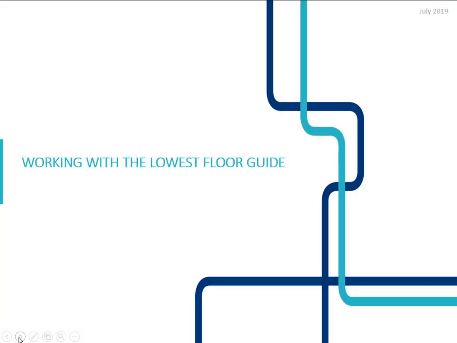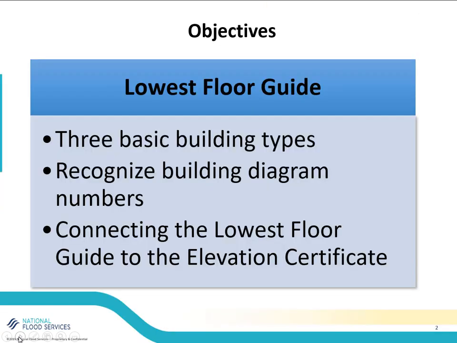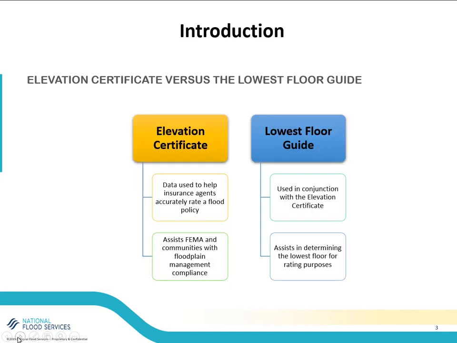Our presentation today will be focusing on the National Flood Insurance Program's Agent's Lowest Floor Guide. As we look deeper into the Lowest Floor Guide, we will be concentrating on the National Flood Insurance Program's three basic types of structures. Once the basic types of structures have been identified, these types will then be divided into 11 different diagram numbers. Finally, we will connect the elevation certificate with the 11 diagrams.